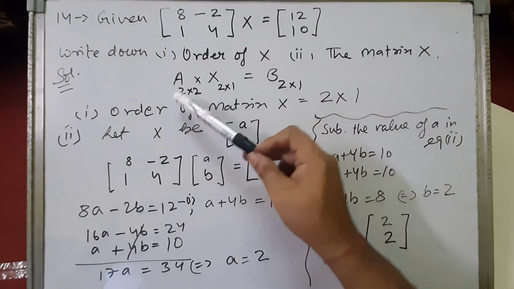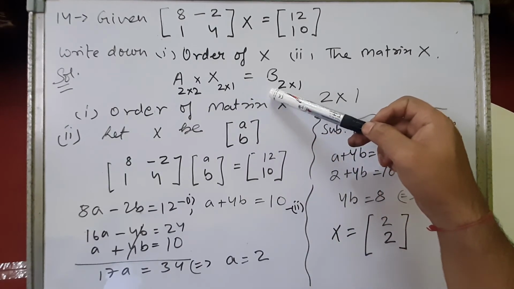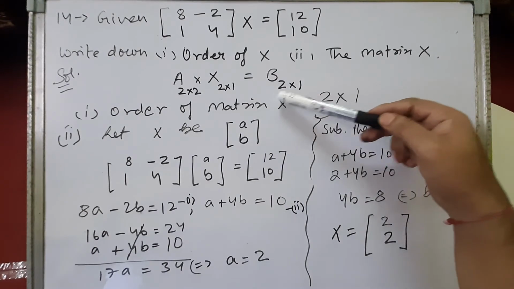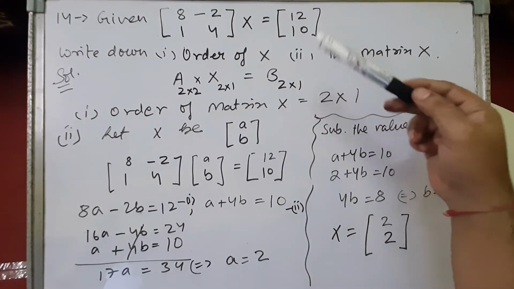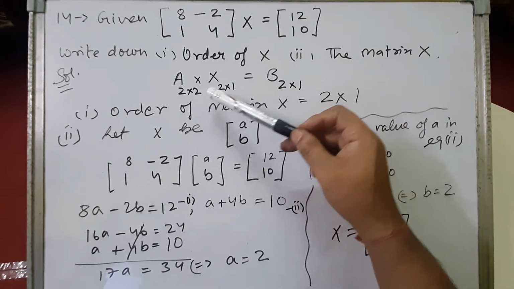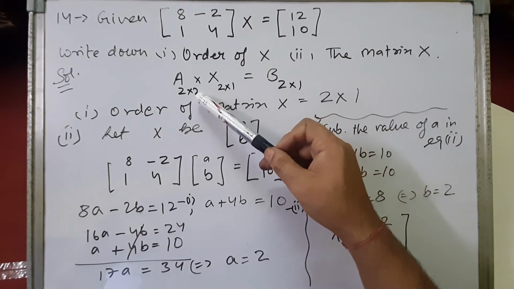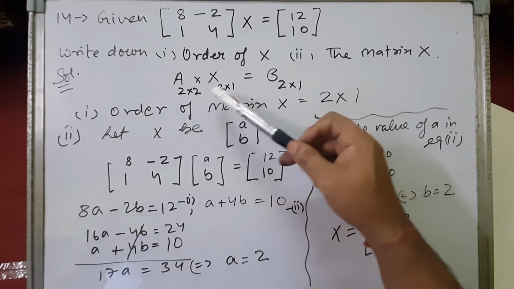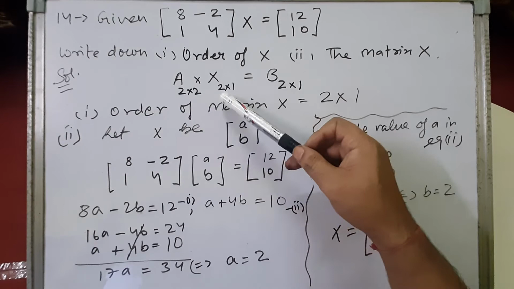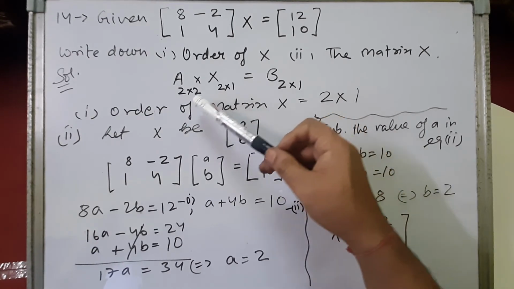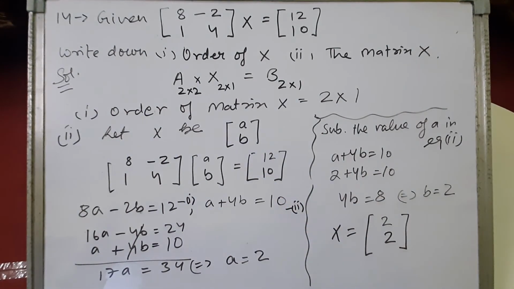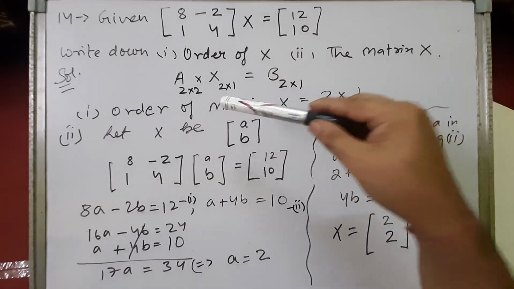Suppose A and X get multiplied and the product is B. The order of A is given as 2 by 2 and the order of product B is 2 by 1. It has 2 rows and 1 column. So when the multiplication is possible, the number of columns of the first matrix must equal the number of rows of the second matrix, right? Only then the multiplication is possible. When they become equal, then we can multiply both matrices 1 and 2, right? So the number of rows of X will be 2.